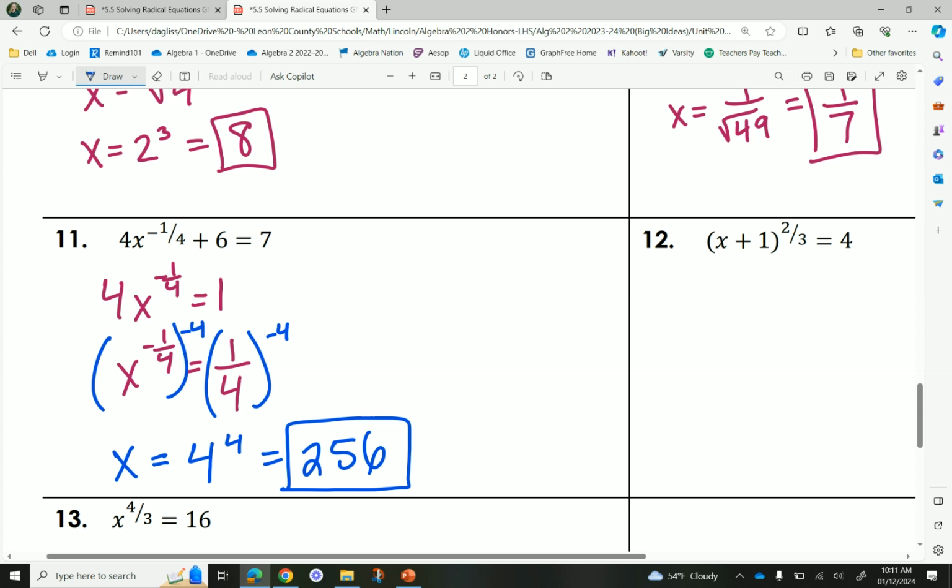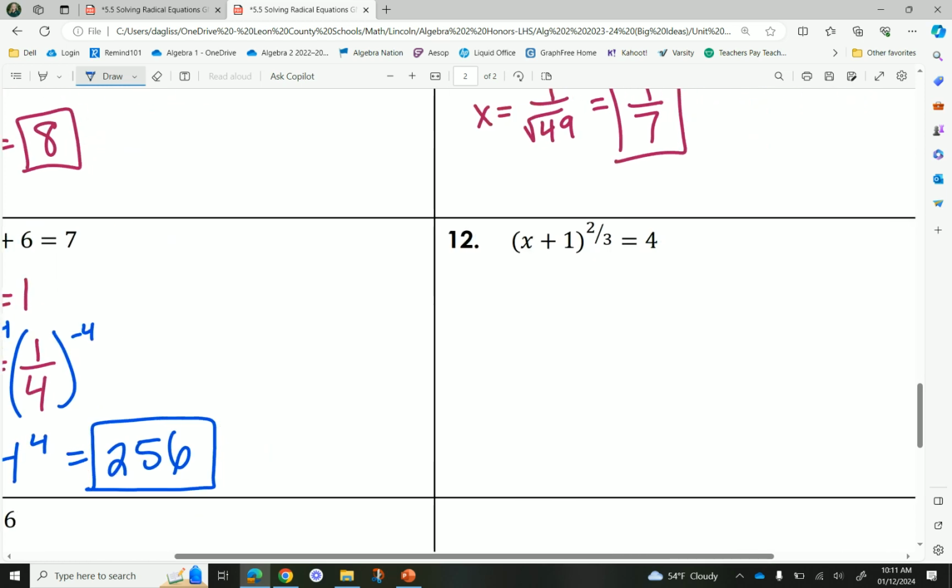Okay, so you told me 12 has parentheses. How does that make it different from what I just did with 11? Yeah, I can't add stuff, right? The parentheses are grouping all that together. I can't move them. Okay? So what do I have to do first? I have to do my reciprocal exponent first.